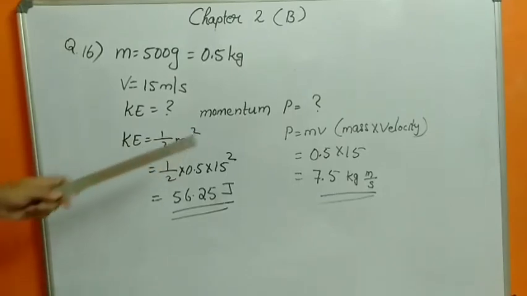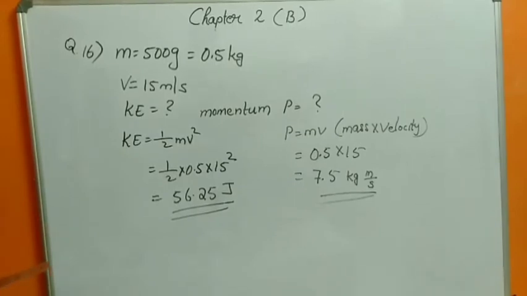So here momentum is a new term. We already studied about this momentum, P is equal to mv, in class 9, when we studied Newton's laws of motion. In the second law of motion we studied momentum, P is equal to mv. So here we are going to use that same formula again. First we can find the kinetic energy, half mv square, half into 0.5 into 15 square. You will get 56.25 joule.